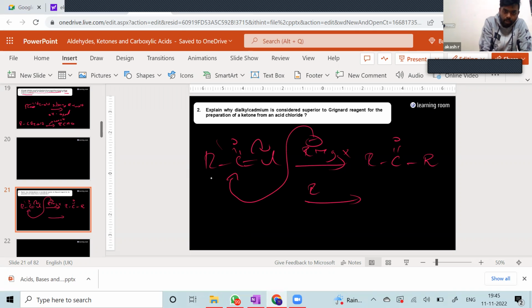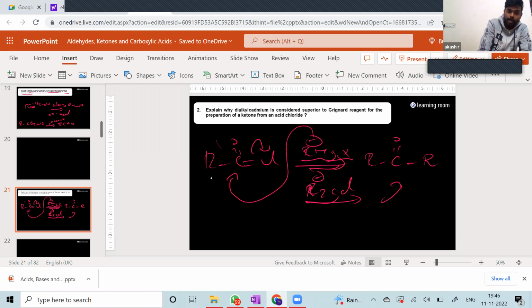The same thing will happen if I use R2Cd, that is dialkyl cadmium. Again, R minus is going to come, and the same reaction is going to happen, right? They're asking why R2Cd is superior when compared to RMgX. Now that is very simple. You see that the more ionic that particular alkylating agent is, the more negative charge on that R minus, the more is going to be the reactivity.